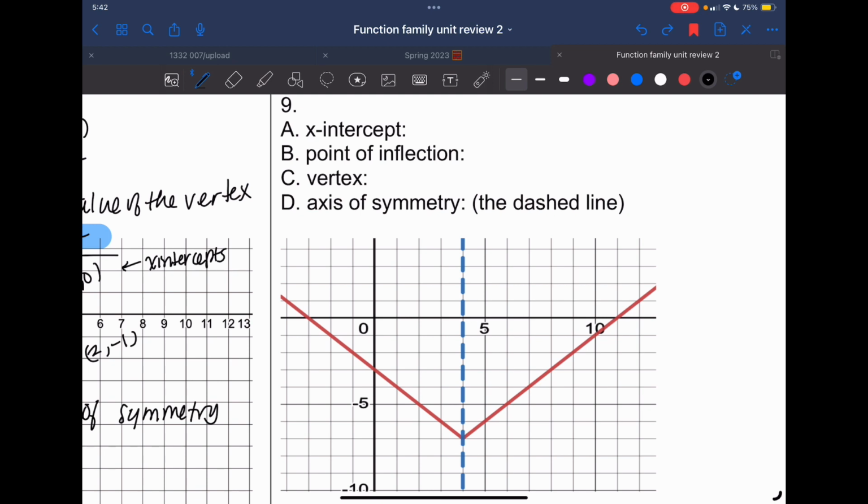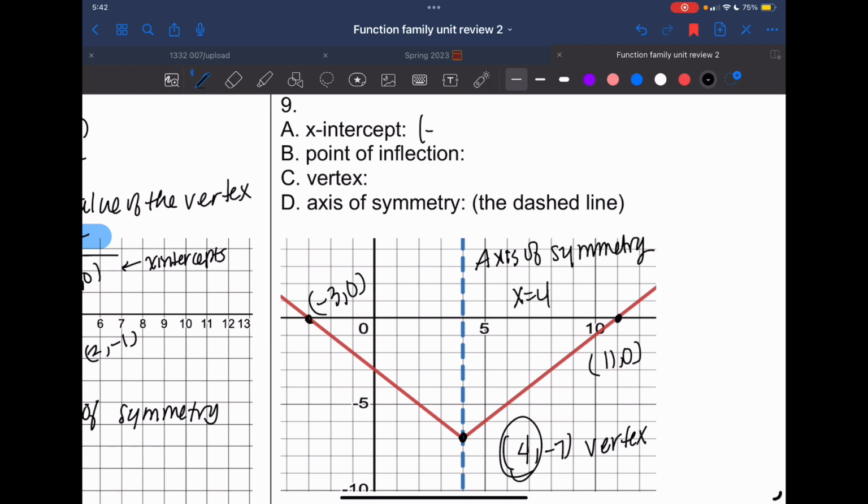So let's go ahead and look at this. I think the axis of symmetry is very apparent here because we give you a dashed line. So I'm going to label my x-intercepts at 11, 0, and -3, 0. My vertex is going to be 4, -7. And my axis of symmetry, again, is a dashed line, so this is x equals 4. Remember, it's the x value of the vertex.